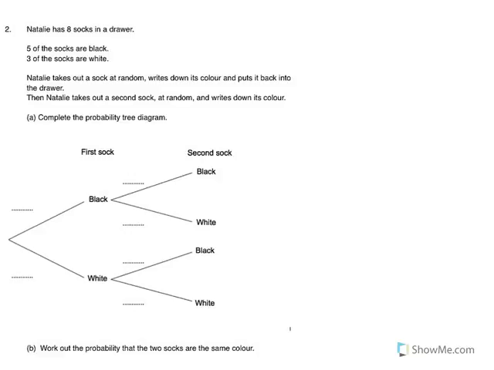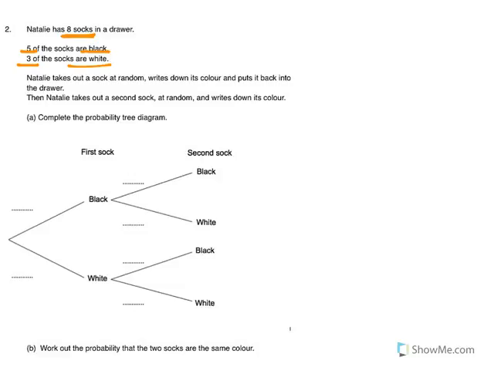So with this question it says Natalie has 8 socks in a drawer, so there's 8 socks altogether, and it then tells us that 5 of the socks are black and 3 of the socks are white. Now Natalie takes out a sock at random, writes down its colour and then puts it back into the drawer. Then Natalie takes out a second sock at random and writes down its colour. And we have to complete the tree diagram for this.